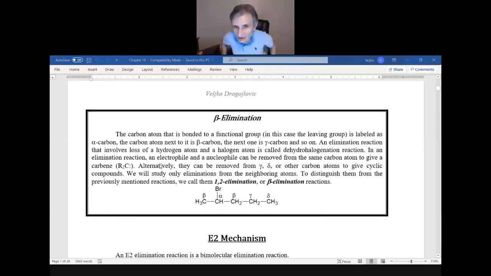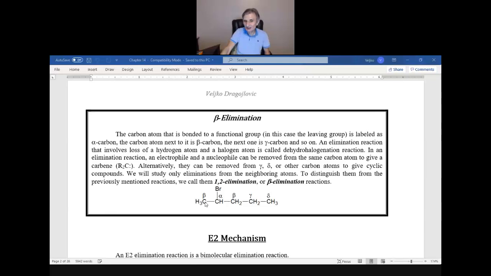Now, why is this called beta elimination? Actually, there are different types of eliminations, like alpha elimination, gamma, delta. Beta elimination means that the proton that is removed is a proton from the beta carbon. This is old nomenclature that we still sometimes use. According to this old nomenclature, alpha carbon is the carbon that carries the functional group. So in alkyl halides, the carbon attached to halogen, fluorine, chlorine, bromine, iodine, is alpha carbon. Any carbon next to the alpha carbon, attached to the alpha carbon, is beta carbon.